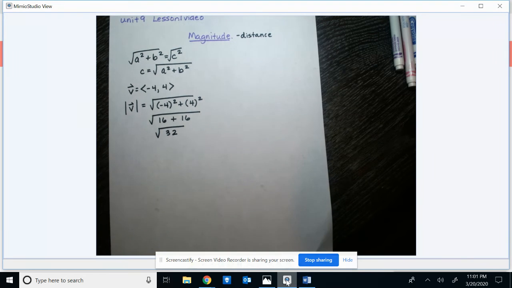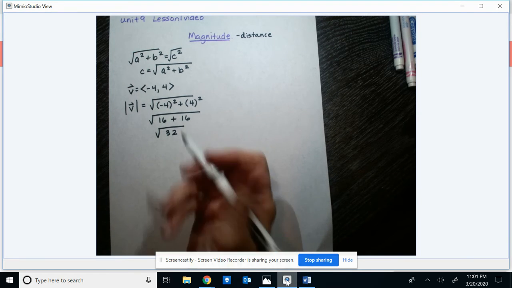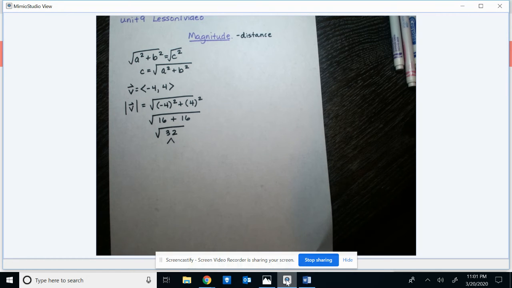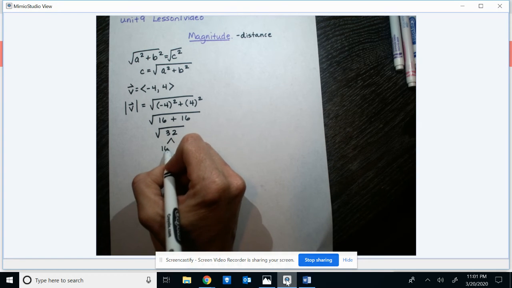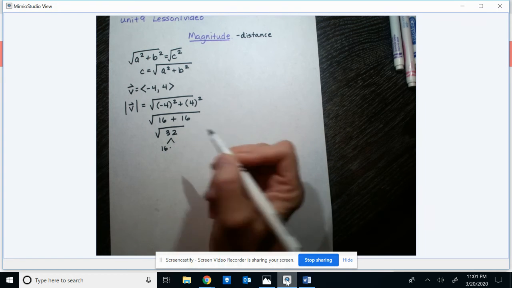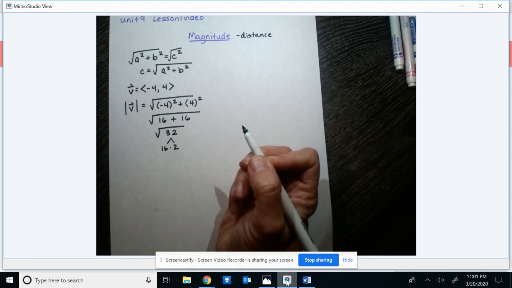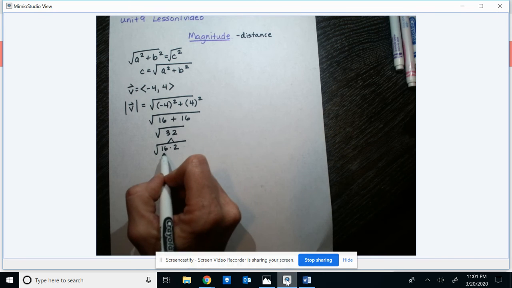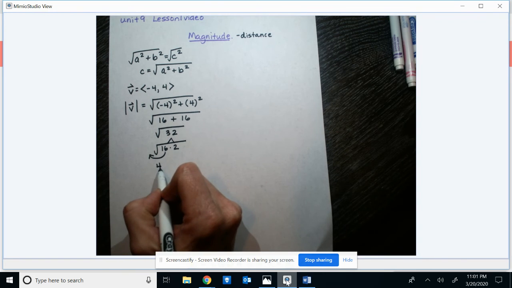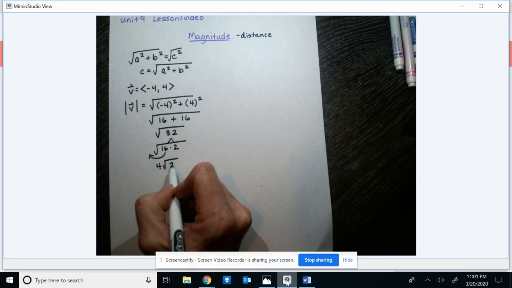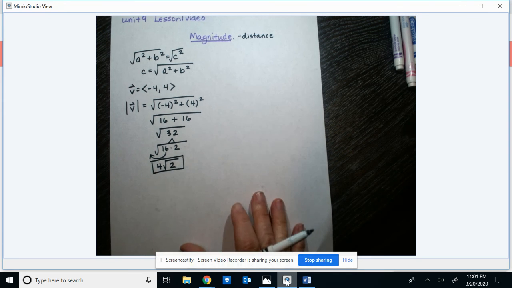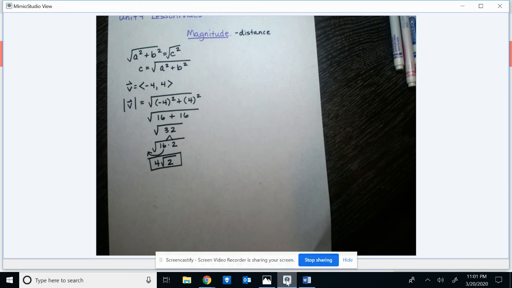And then you're going to be asked to simplify the radical. So when I'm simplifying this radical, I'm going to think of the factors of 32 so that one of those factors is a perfect square. And 16 is the largest perfect square that divides into 32. 16 times 2 is 32. And when I think of this being underneath the radical, I can take the square root of 16. It comes out as a 4. The 2 is not a perfect square. It has to stay underneath the radical. So 4 square root of 2 is going to be the magnitude of this vector, or the length of this.